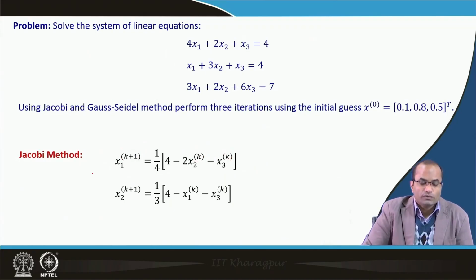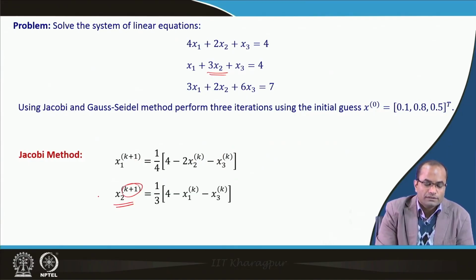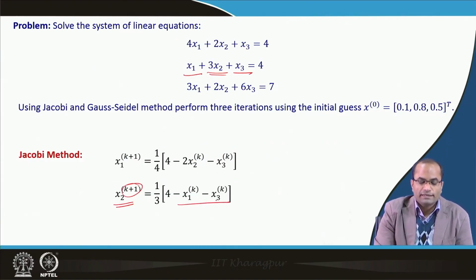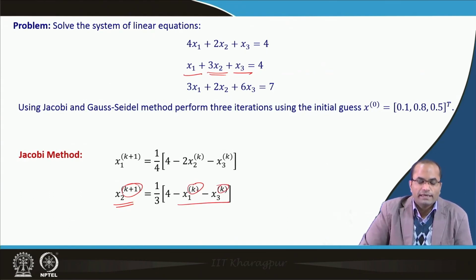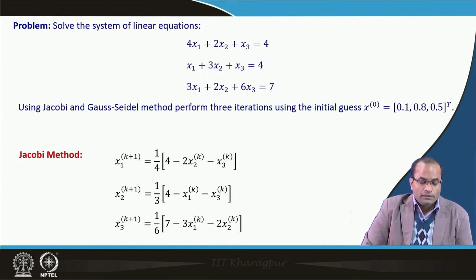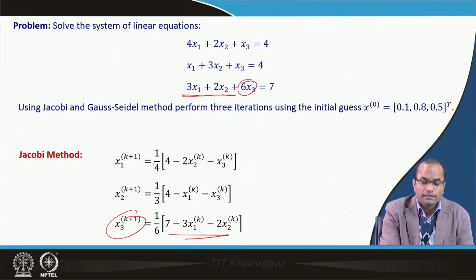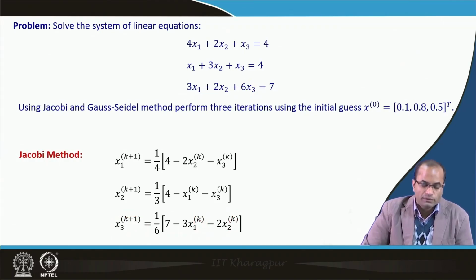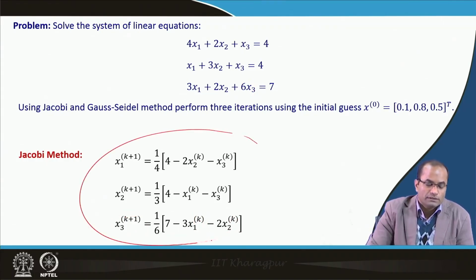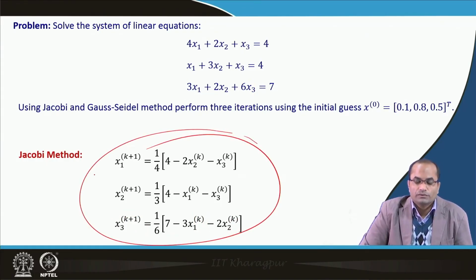Similarly, from the second equation we can solve for x 2 after this k plus 1th iteration, taking this x 1 and x 3 to the right hand side, putting them at kth iteration. From the third equation we will get this x 3, and this 3 x 1 and 2 x 2 will go to the right hand side with these kth iteration values and so on. So, this is the iterative method, the Jacobi iteration method.